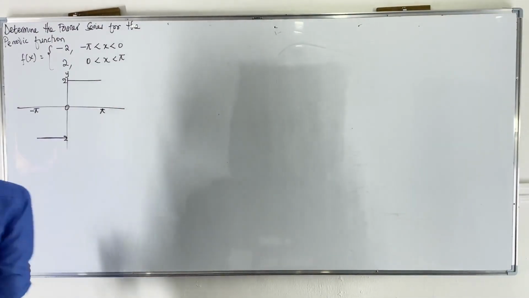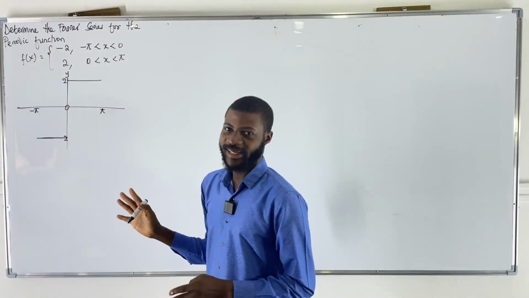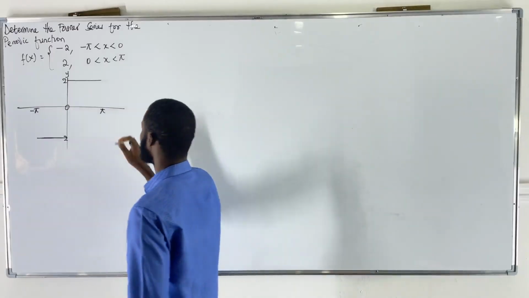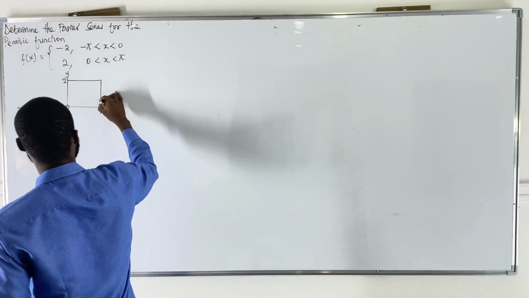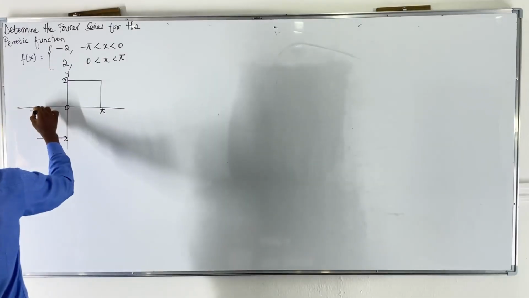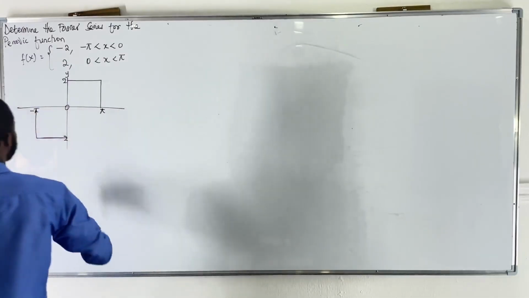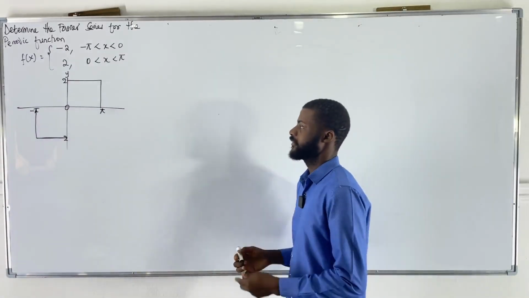So this is what I have. Now, ideally, this is how my graph should look. But let me make it much more fine. So I'm going to put a line here to take it to x, and then another line here to take it here. Good. So this is what I have.